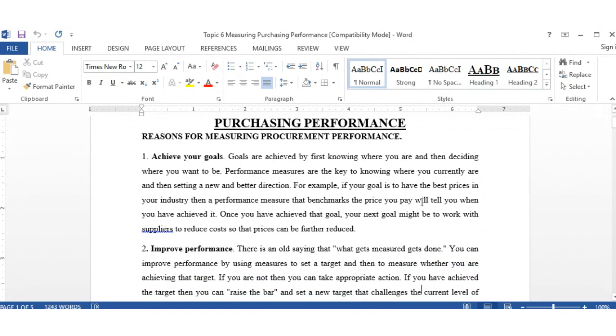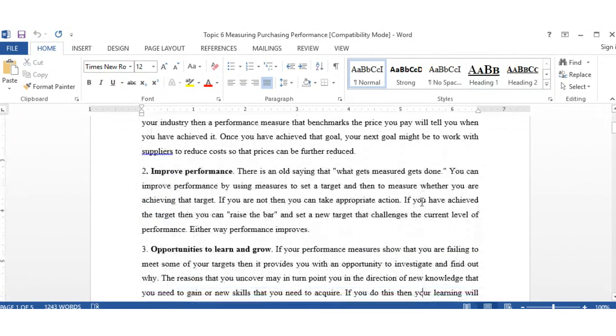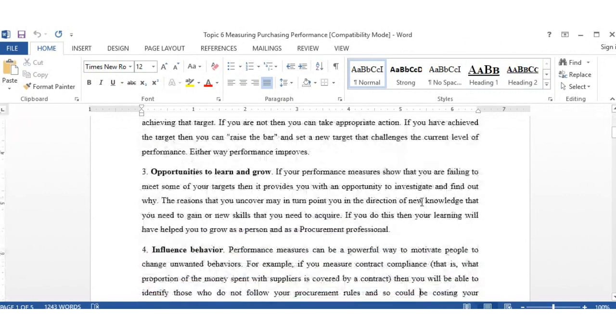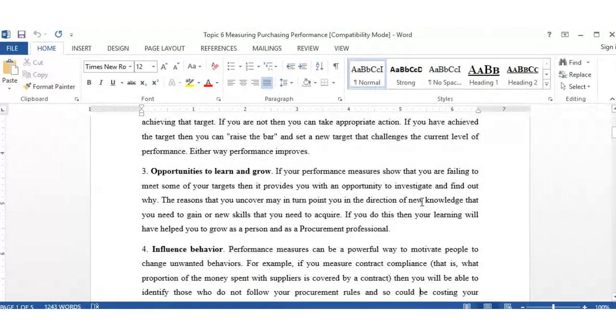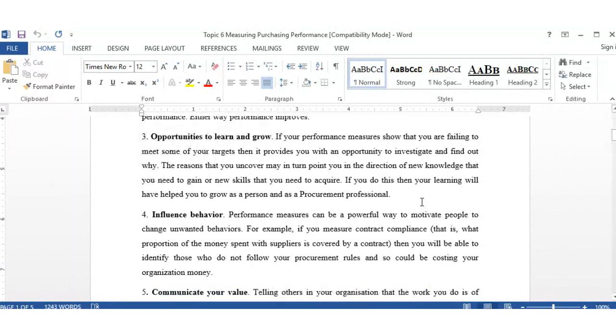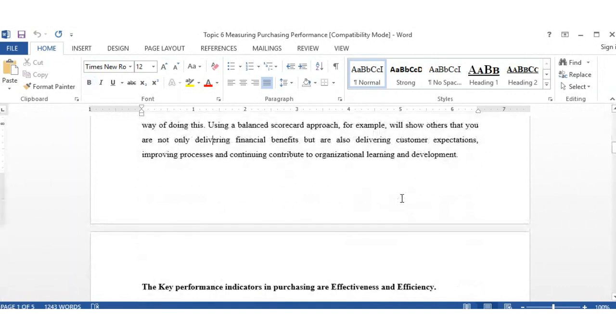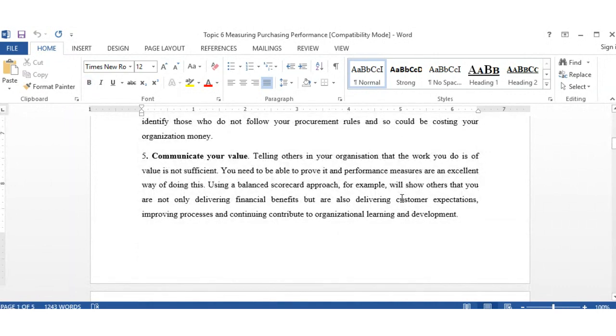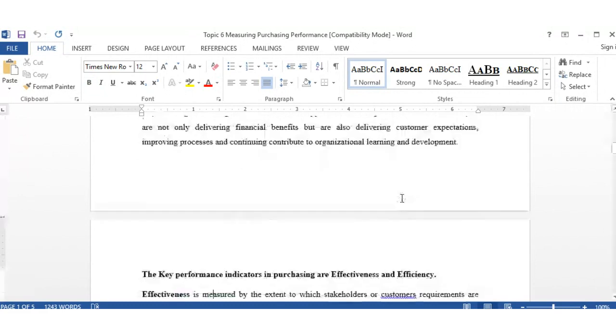So number 2 is to improve performance, so that you can continually improve from where you were last year. And number 3 is opportunities to learn and grow. You usually learn from your errors, like if you didn't perform well, you can do an analysis of what could have caused the poor performance, and then you improve for the next time. Influence your behavior. Basically, your performance will influence your behavior. If you need to relax or to become better, you communicate your value. You communicate your value to others. You can tell others that this department is performing, and also whether it's helping the organization achieve its objectives.